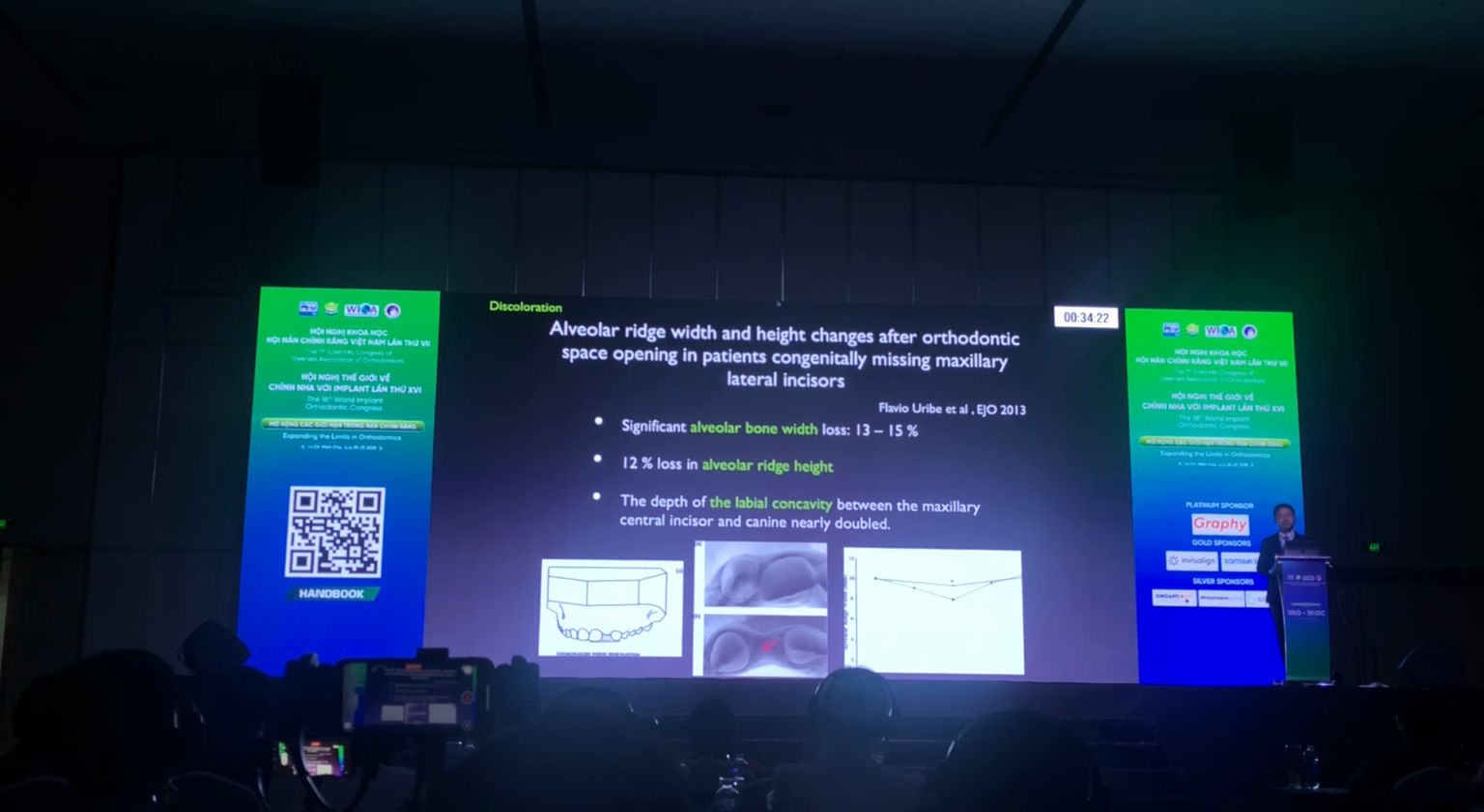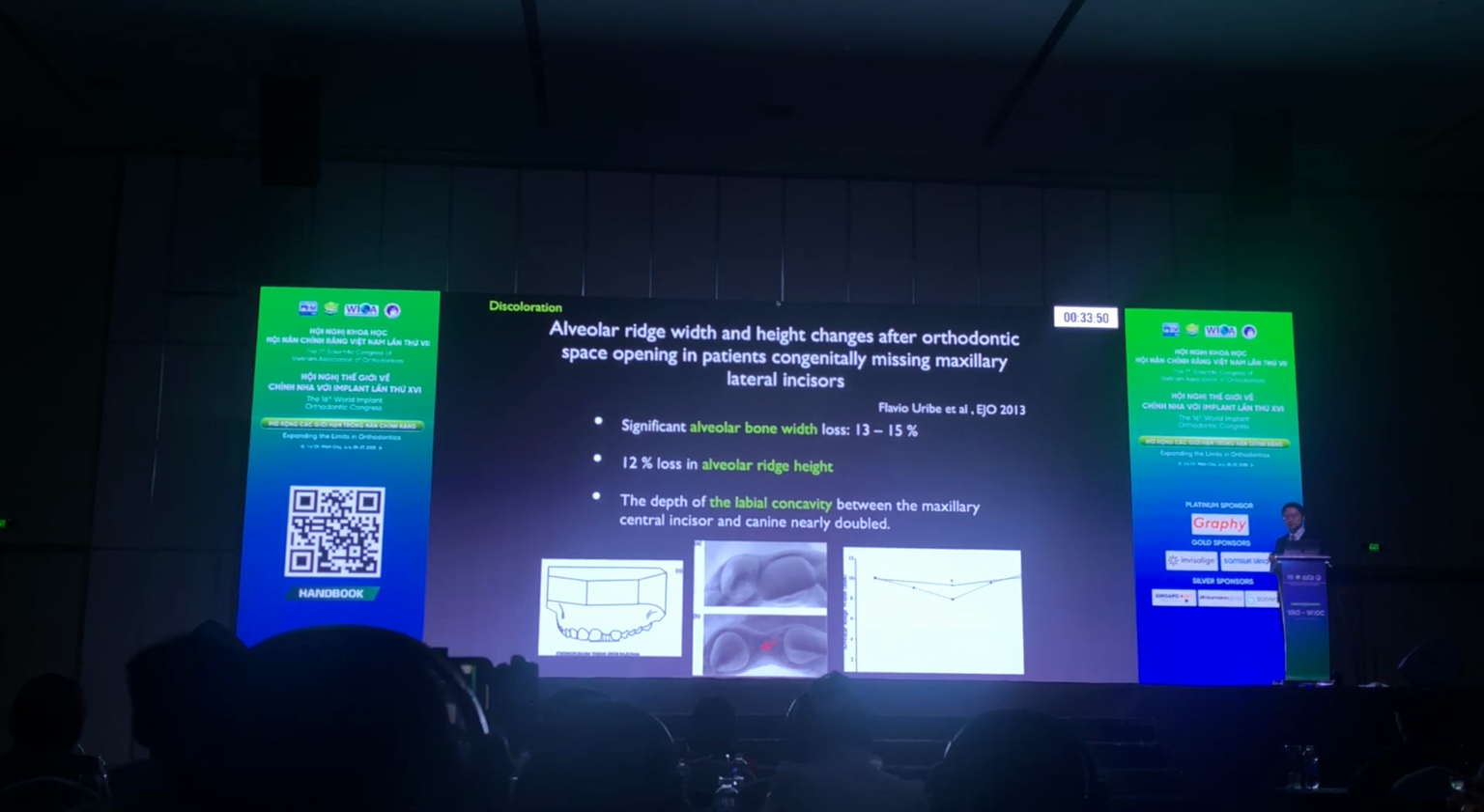It was studied at the University of Connecticut by Professor Uribe, and he compared alveolar ridge width and height change after orthodontic space opening. They compared to the control side, and they found that the alveolar bone width was still insufficient compared to control. There's a loss of bone of around 30% in width and 12% in height. So even if you make the space for the implant, you have to know the bone is not enough, including at the missing tooth.